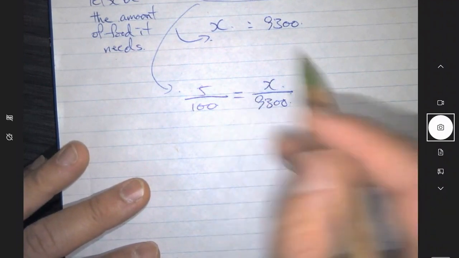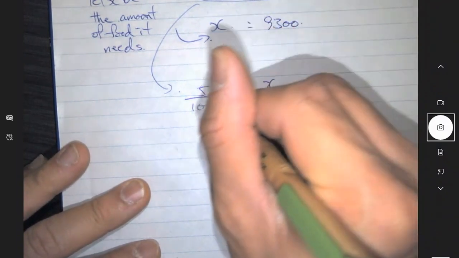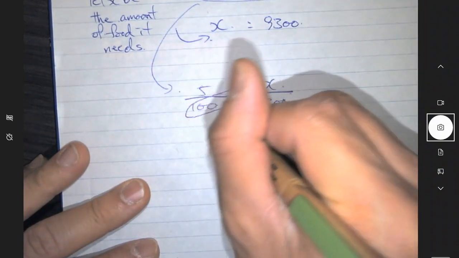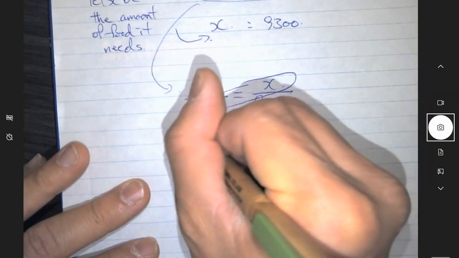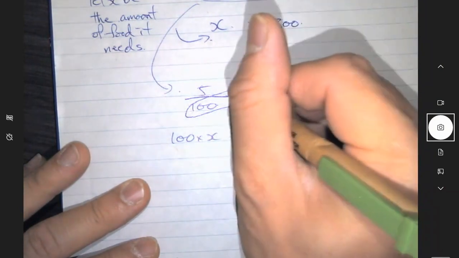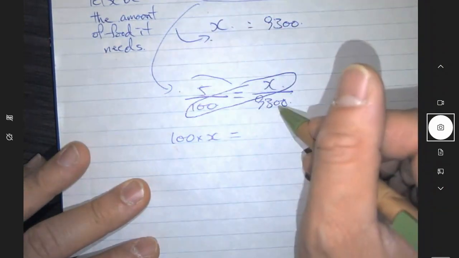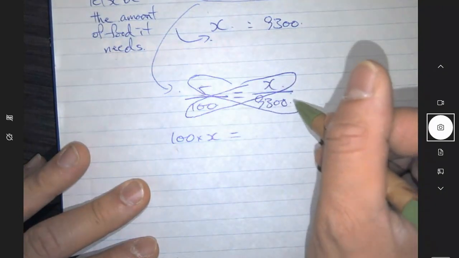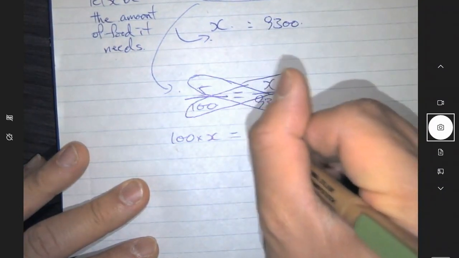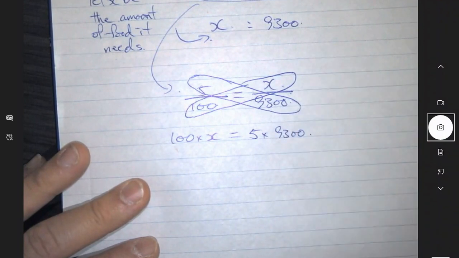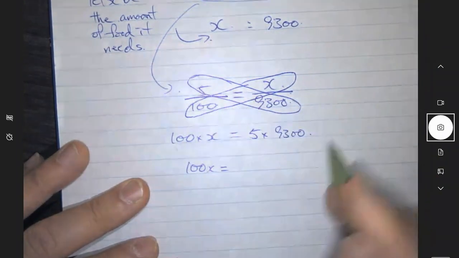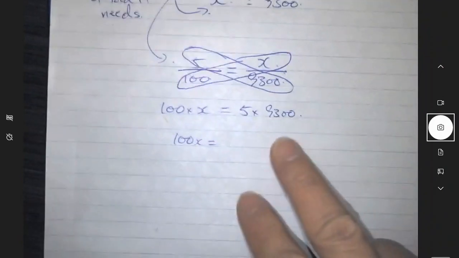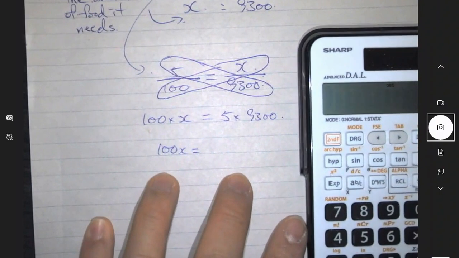So again, we're going to do cross multiplication. Bottom term on one side, multiply the top term of the other side. So 100 will multiply x equals the top term from this side will multiply the bottom term of the other side. 5 times 9,300. Okay? So 100 times x will give you 100x equals 5 times 9,300.